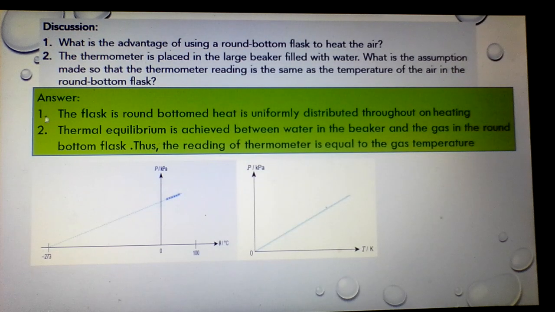Okay, let's look at the answer for number 1. Why do we use a round bottom flask? The flask is round bottom, so that heat is uniformly distributed throughout on heating. So the air inside will be uniformly heated when we use the flask which is round shape. Okay, number 2, thermal equilibrium is achieved between water in the beaker and the gas in the round bottom flask. Thus, the reading of the thermometer equals the gas temperature.